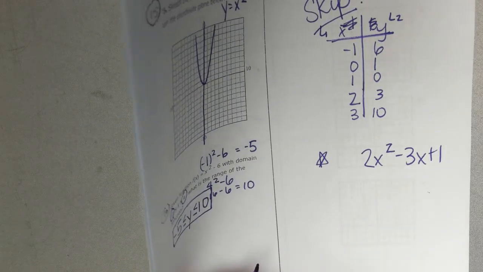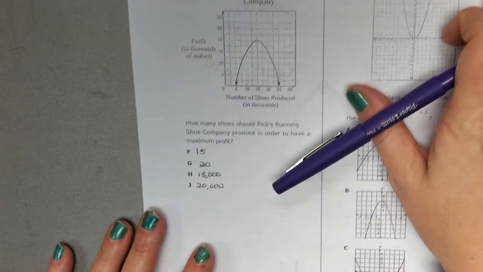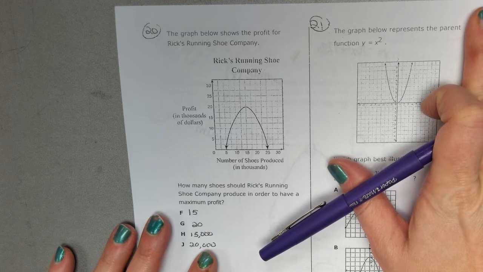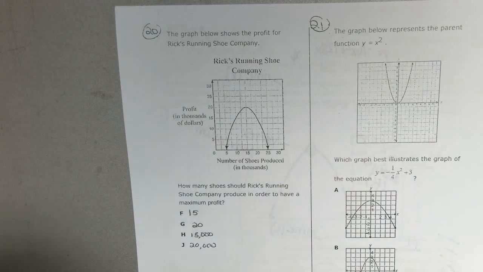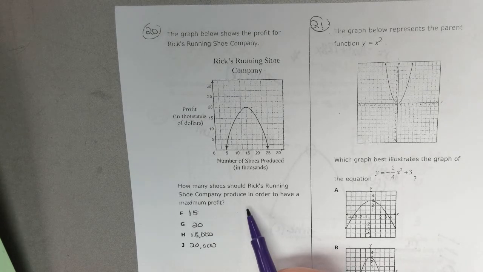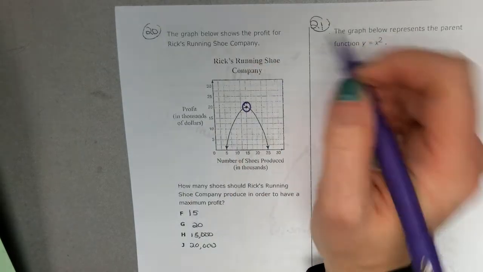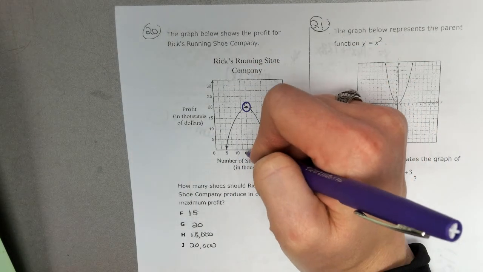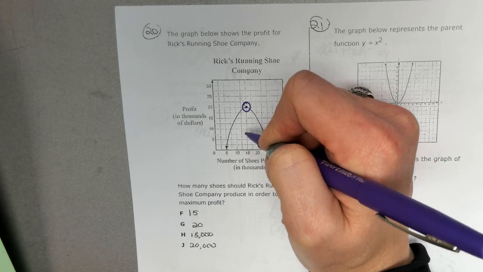Number 20. Two problems left. Number 20 says the graph below shows the profit for Rick's Running Shoe Company. How many shoes should Rick's Running Shoe Company produce in order to have a maximum profit? This is your maximum right here. That's the tallest it's going to get. So how many shoes are we going to need to produce?